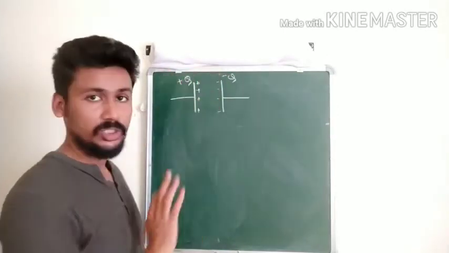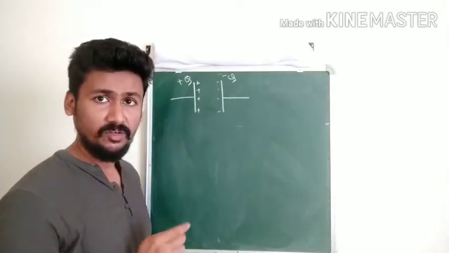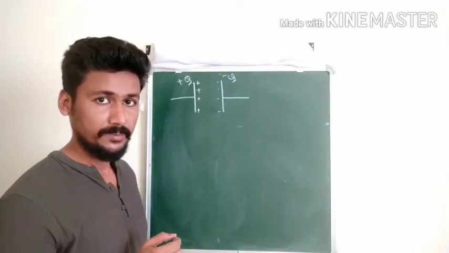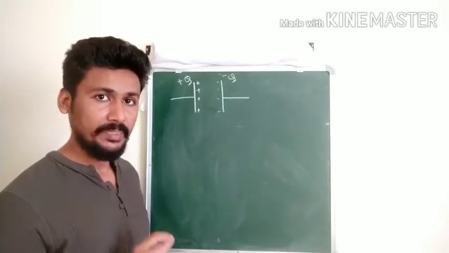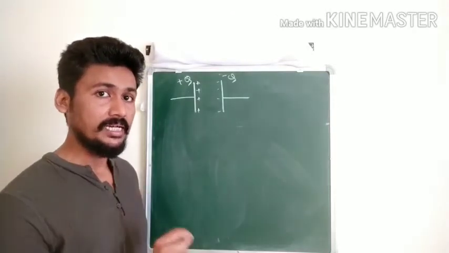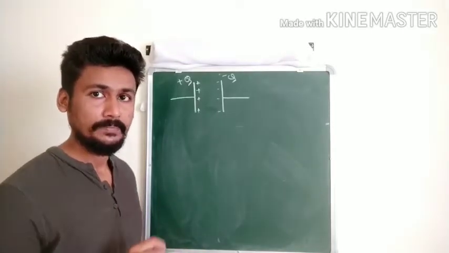There is a charge plus Q on it. Okay. And we are going to assume there is a potential difference of V naught between the two plates. Okay. So in this derivation we are going to see what happens when we are inserting a dielectric between the two plates. Okay. So let's start.